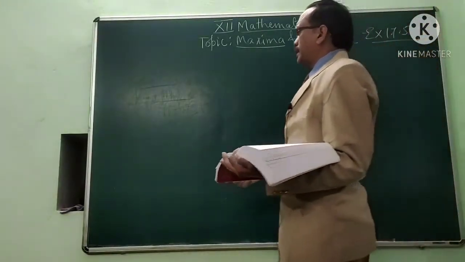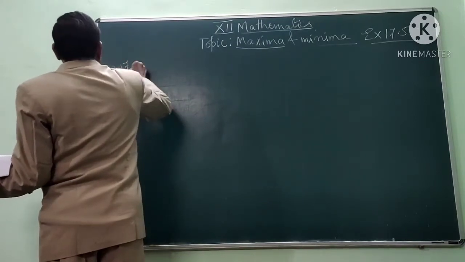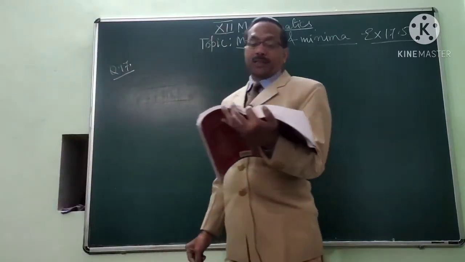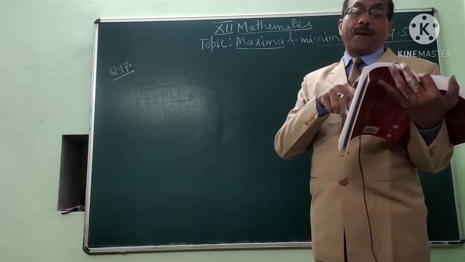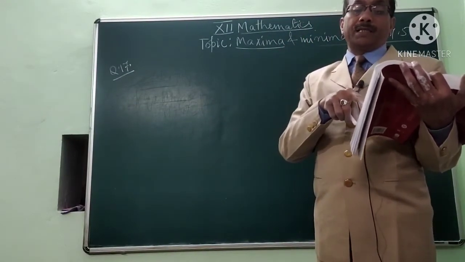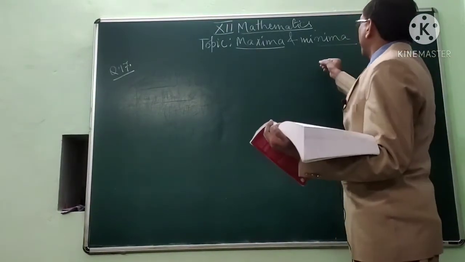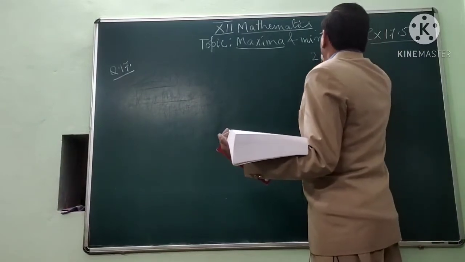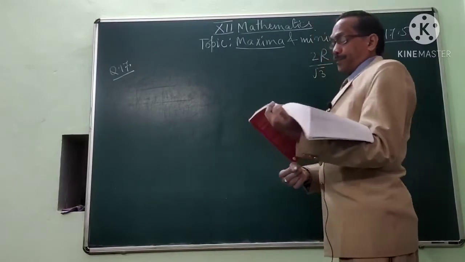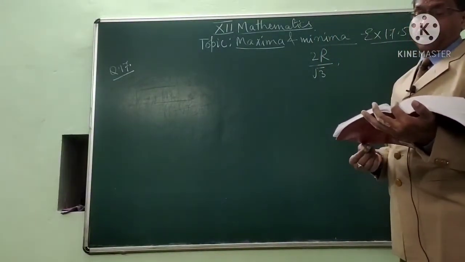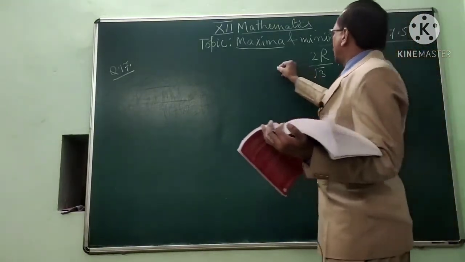Student, now next is question number 17. Question is, show that the height of the cylinder of maximum volume that can be inscribed in a sphere of radius r is 2r upon root 3. This is the height of the cylinder.